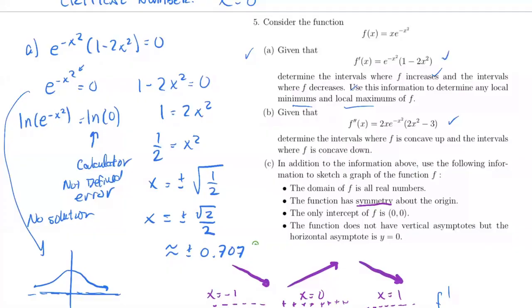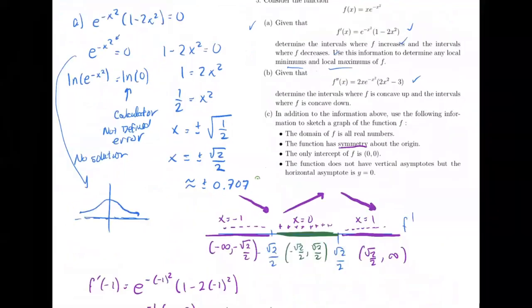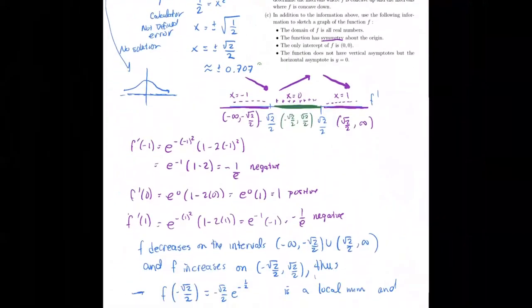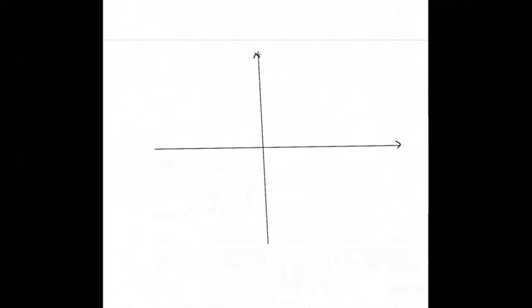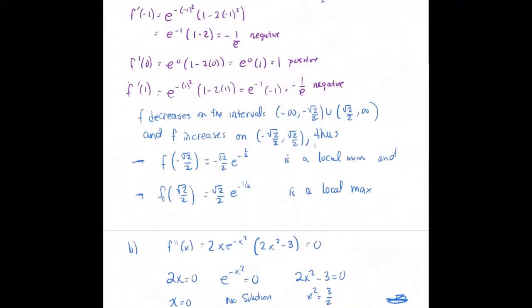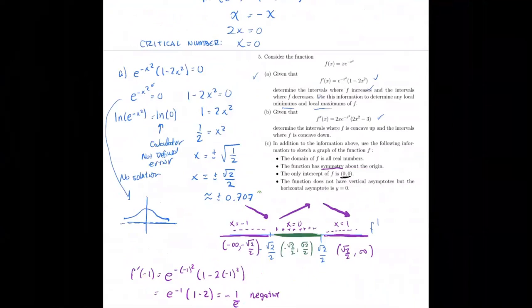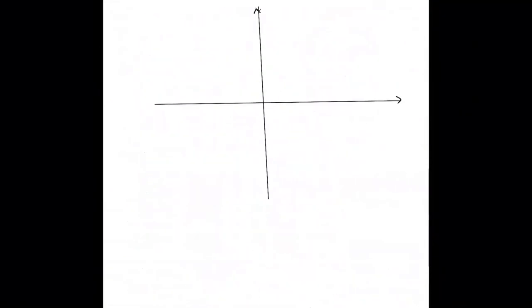All right, so to create the graph, I'm going to use a couple of things. First of all, I have the mins, I have the maxes, I have the concavity. So I'm going to put this all together into one nice graph. One of the things I'm going to use is some of my givens. One of the first things I see on part C is that there is an intercept at 0, 0, and that there's symmetry about the origin. That's nice because it means I should focus only on one side.